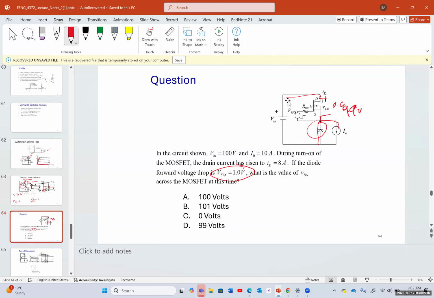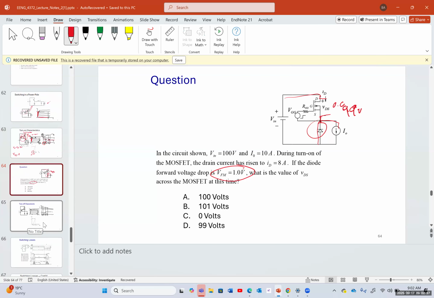Therefore, if we do a small KVL, we would see that the VDS is going to be 100 minus the 1 volt from the diode. So we're going to have 99 volts on the transistor. When the transistor is fully turned on, you're going to have a 1 volt drop on the transistor. So the correct answer is 99 volts. Again, because it hasn't started, it's not in its saturation mode, so you're going to have a 1 volt drop over here. So it's going to be 100 minus 1, we're going to have 99 volts.